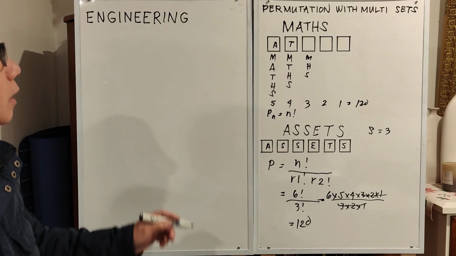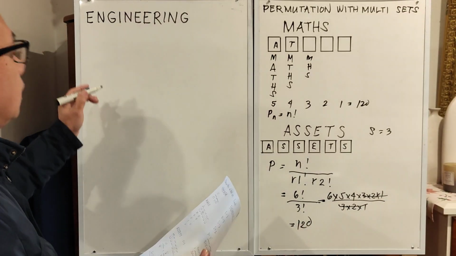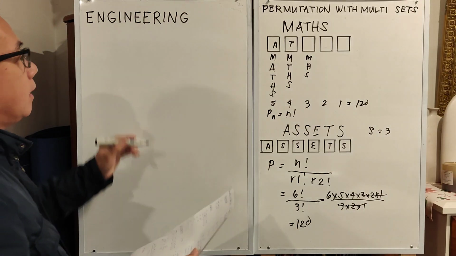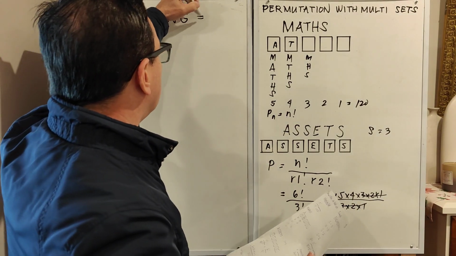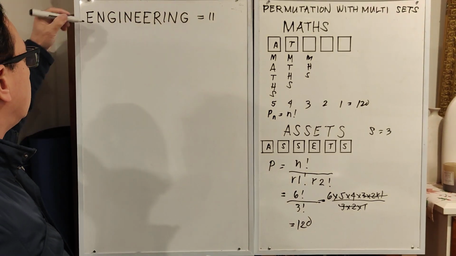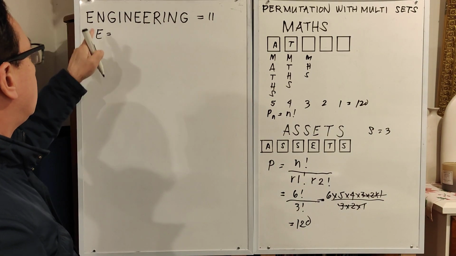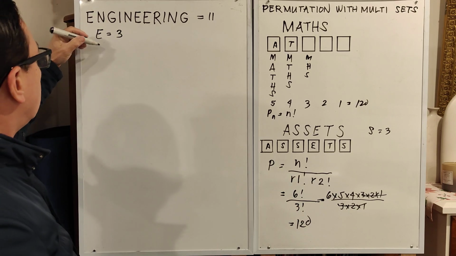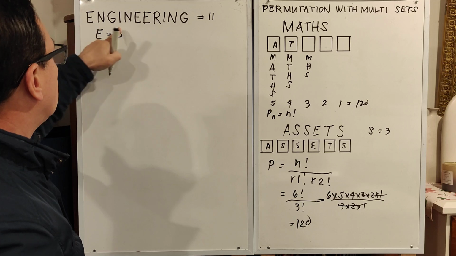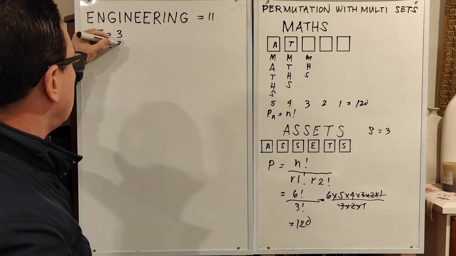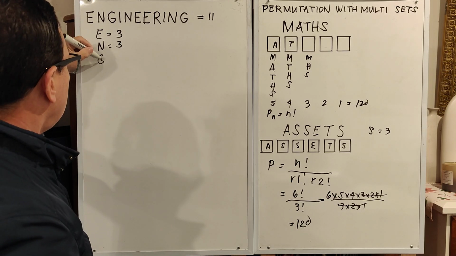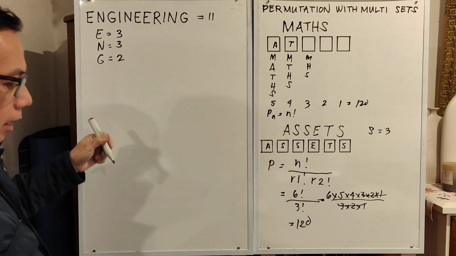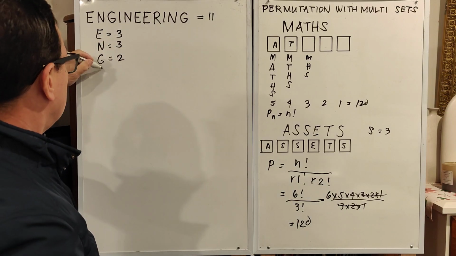For a more complicated example, we have the word engineering. Engineering has 11 letters. Now the letter E, there are 3 E's. And then the letter N, 1, 2, 3, is also 3. Letter G, there are 2 G's. And letter I, 1, 2, there are 2 I's.